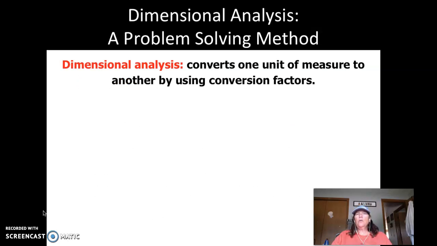Okay, so when you are trying to solve problems like conversions, we use what's called dimensional analysis. It converts one unit to another unit. And all you use is conversion factors.